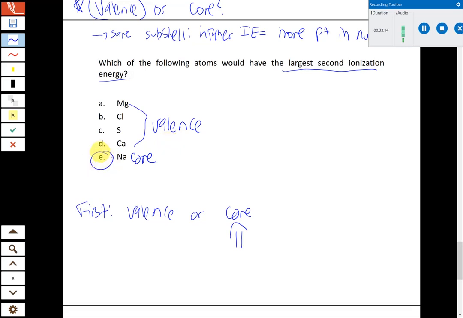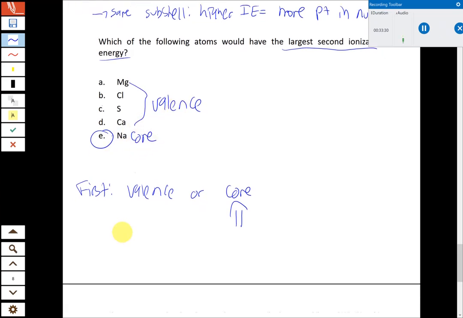So if you're looking for the largest one, you're not even comparing all of these in this case. All you have to do, the first thing, as I said, is look at whether it's a valence or a core electron that you're removing. If it's a core electron that's coming out, assume that that one's going to be the highest, because that's always much more difficult to remove than a valence electron.